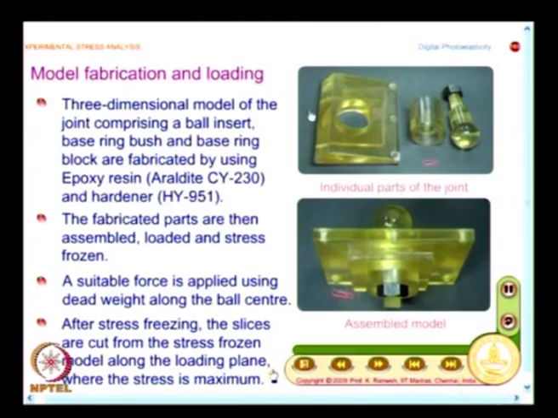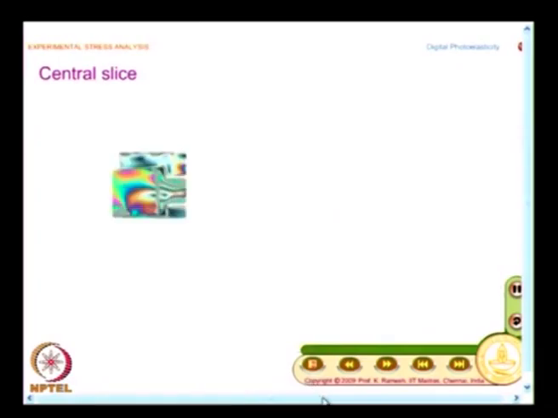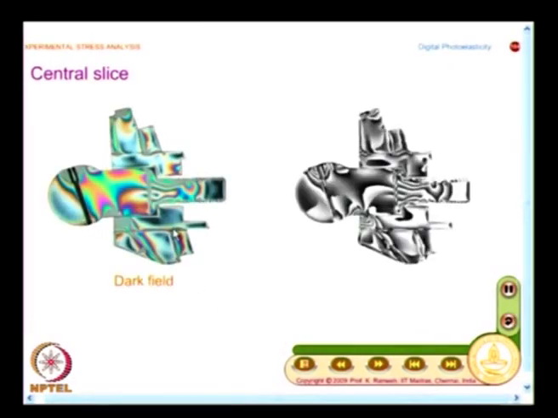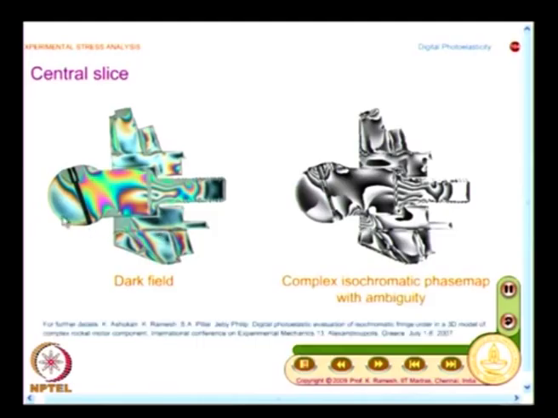This is just to give you a flavor of how a complex geometry has been analyzed, and you will see a beautiful set of fringe patterns. This is the central slice, and what you find here is the ball, this is the bush, and these are the outer plate, and you see the threaded connection. And this also illustrates that you have seen a 3-dimensional model. From a 3-dimensional model, a 2-dimensional slice is taken.